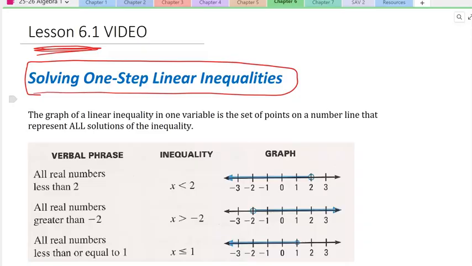Now, the graph of a linear inequality in one variable, meaning you have just one variable that you have to solve for, is the set of points on a number line that represent all of the solutions of the inequality. So what does that even mean? Well, let's take a look.